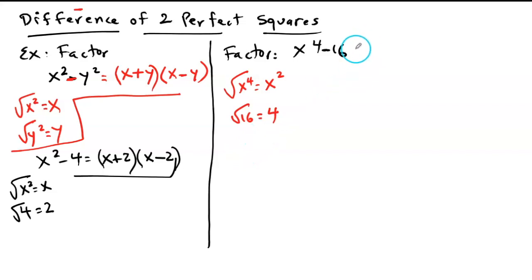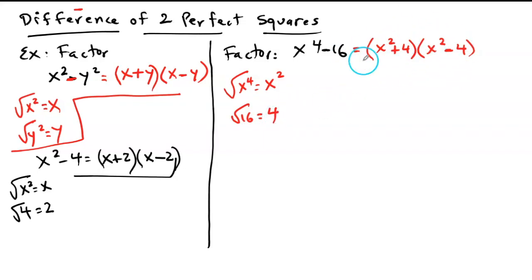My answer: two parentheses, because x to the fourth is my first term, so x squared goes here and there, plus and minus, or minus and plus, it doesn't matter as long as they're different signs. And the square root of 16 is 4, that goes at the end. 4 and 4, and that's it. All done. Am I done?